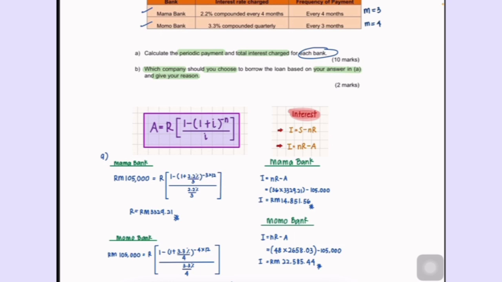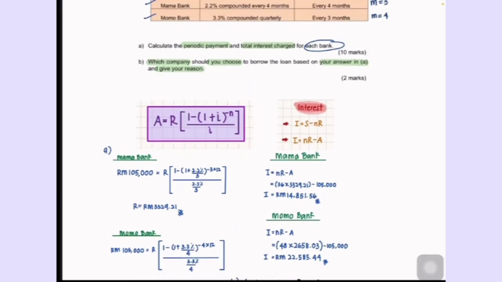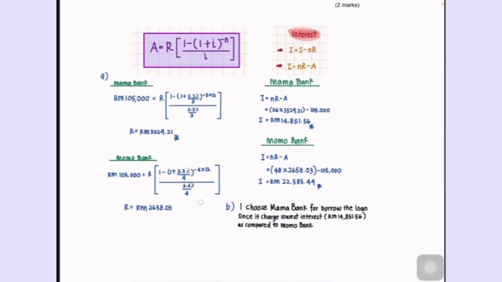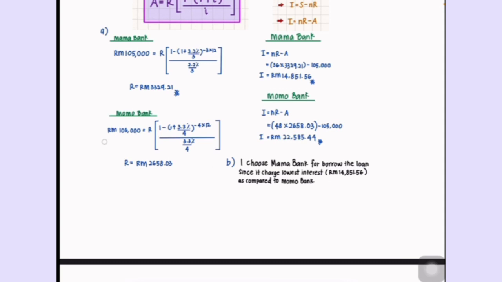For the interest charge, we will use this formula because we have the amount of A. We don't have the amount of S, so we will use the second formula. I equal to NR minus A, and we get N as 36 from 3 multiplied by 12. Then you multiply again by 3329.21, which is the R from here, and then you close the bracket, you minus 105,000, which is the amount of A. Then the total interest charge we get from Mama Bank is RM 14851.56.